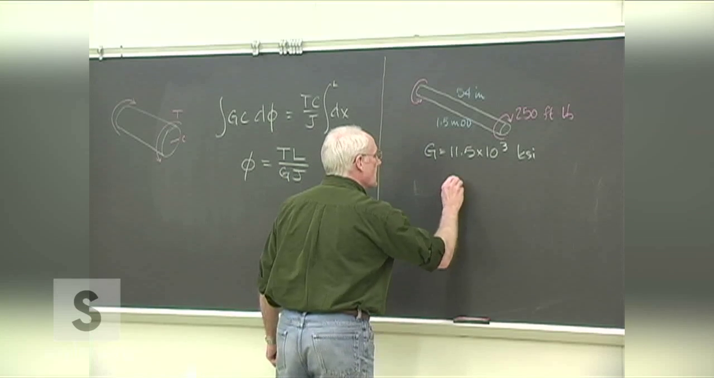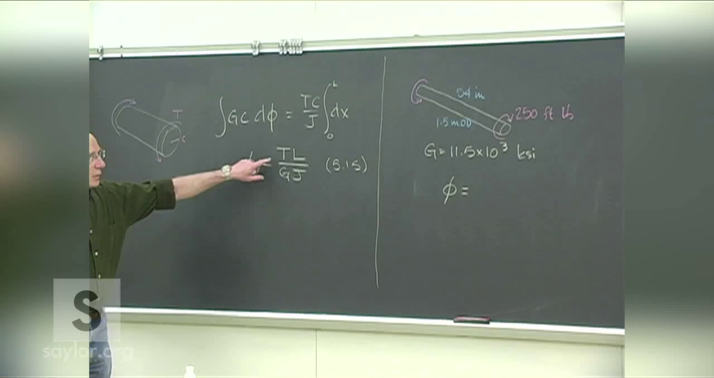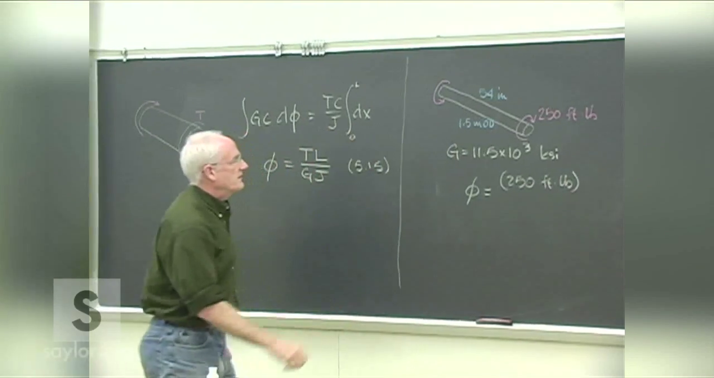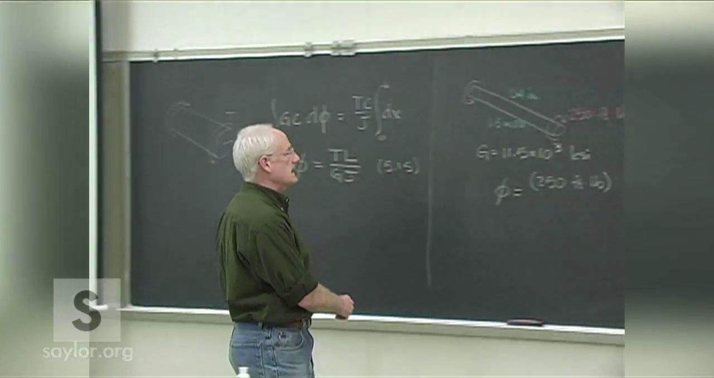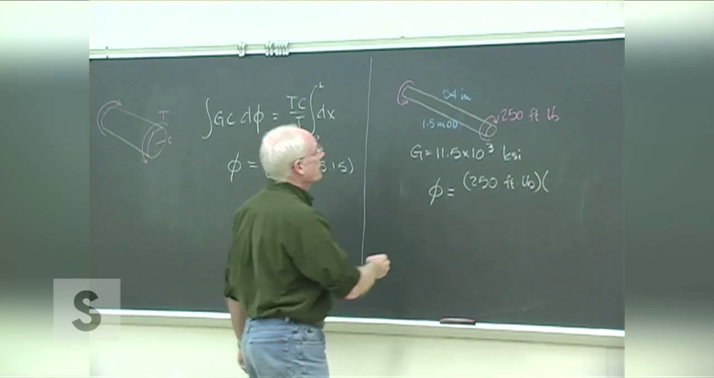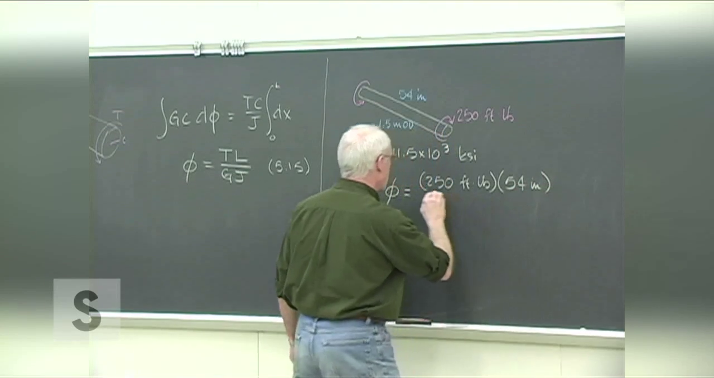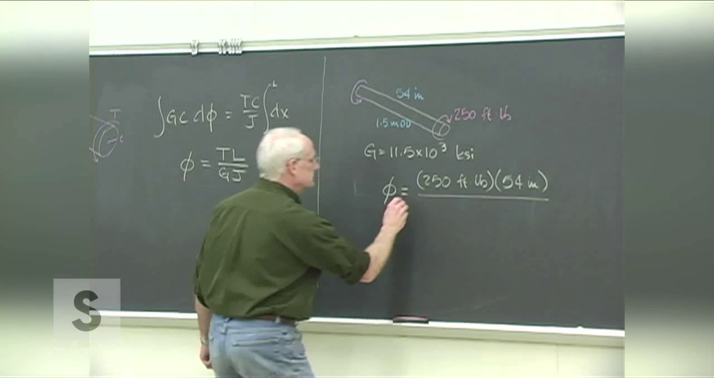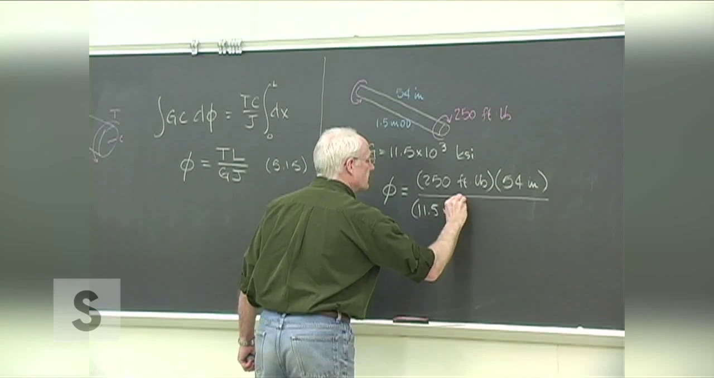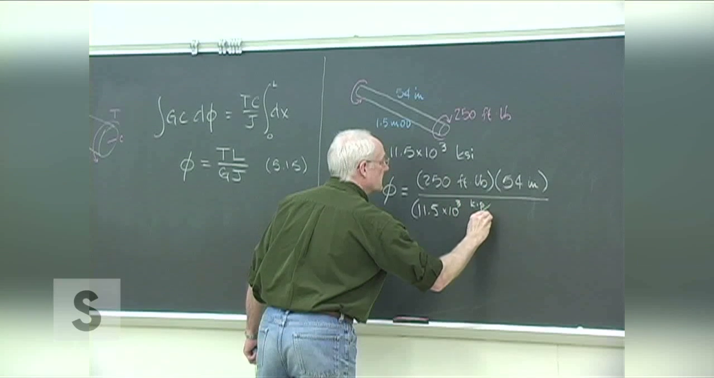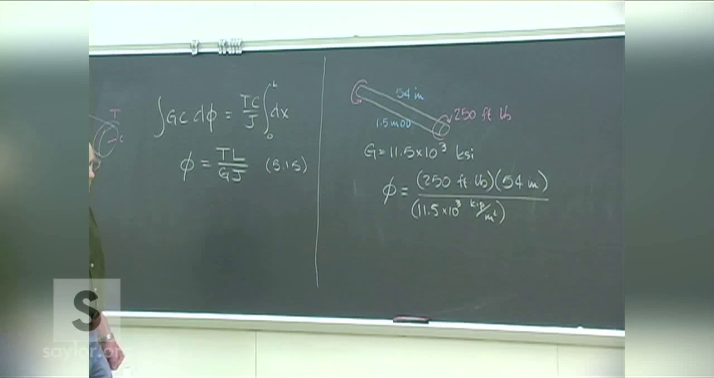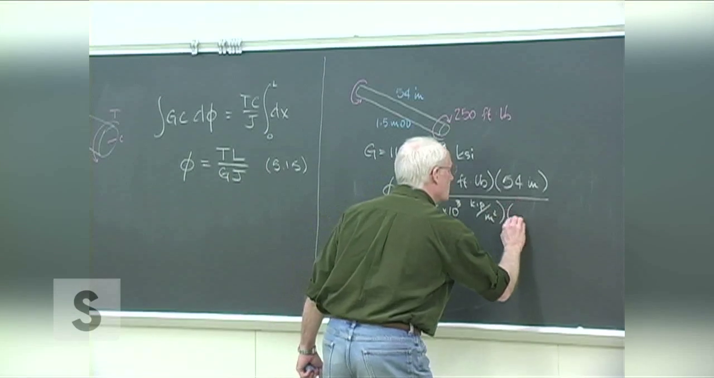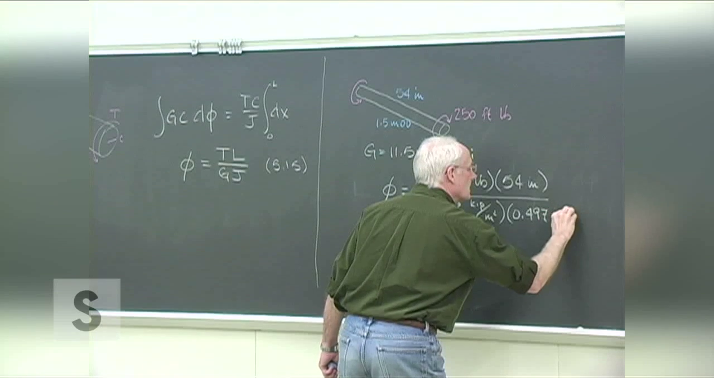So we can figure out then the amount of twist in the end. Now, we'll check the units as we go along to see what happens here. 250 foot-pounds. Now, everything else is in inches, so probably that needs to be converted to inches. Times the length of the piece makes sense. The longer the piece, the greater the angular deformation. G, 11.5 times 10 to the third, and this is kilopounds per square inch. And then J, I think I have J, I don't need you to calculate it. You can confirm 0.497 inches to the fourth.